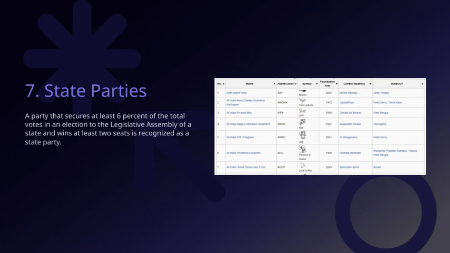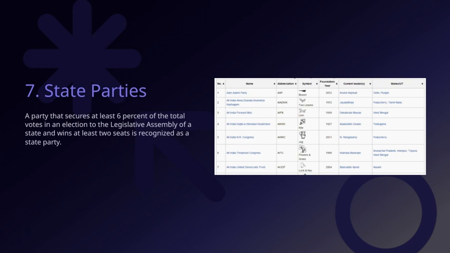Let's talk about what it takes for a party to be recognized as a state party. Essentially, if a party secures at least 6% of the total votes in a state legislative assembly election, that's a significant milestone. But that's not all. The party also needs to win at least 2 seats in the assembly. Meeting these 2 criteria demonstrates that the party has a substantial support base within the state.